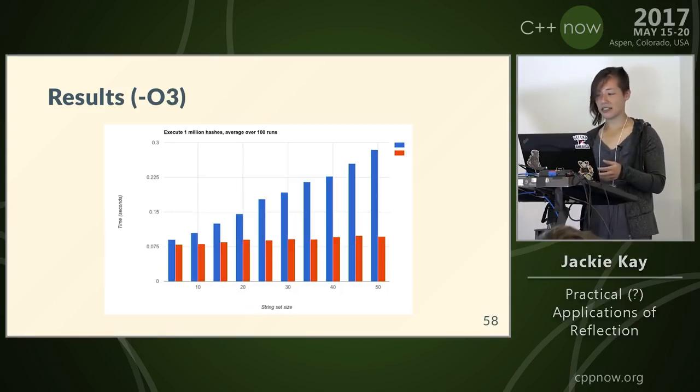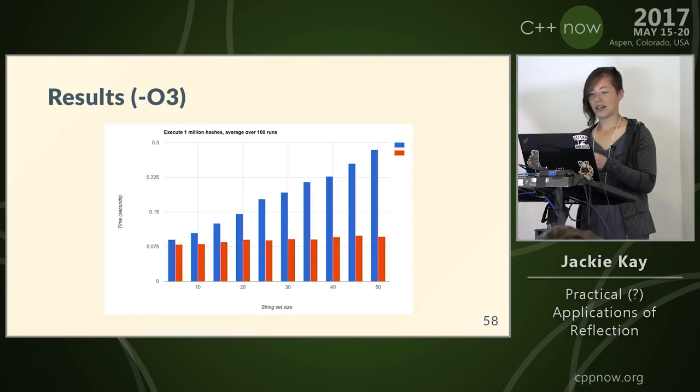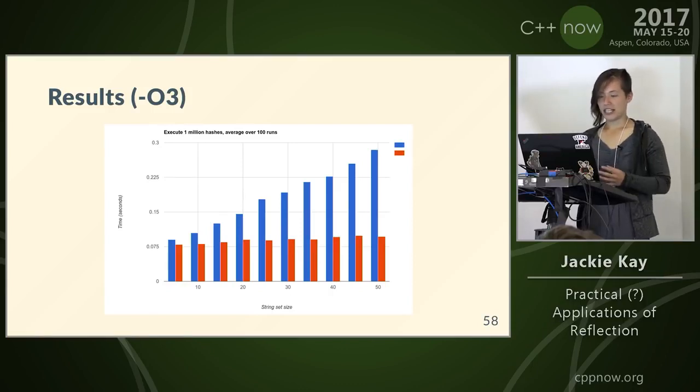And with optimizations, oh, the legend got cut off a bit in this slide, sorry. With optimizations, we can see that the linear example grows linearly from 0 to 50, and for a small number of arguments, there isn't a huge amount of difference. So, for anyone wondering, this is runtime speed. I executed 1 million hashes, averaged that over 100 runs, and measured the total time.